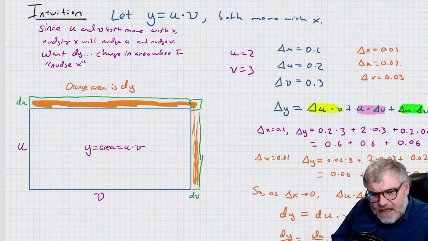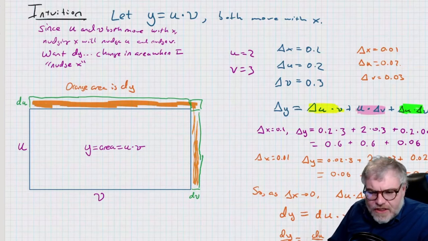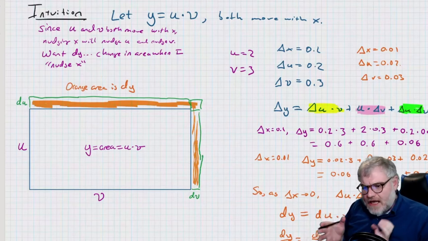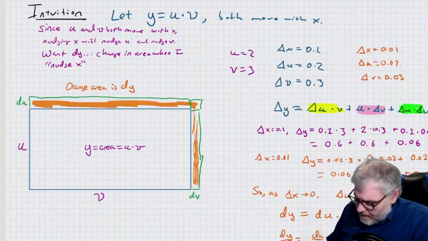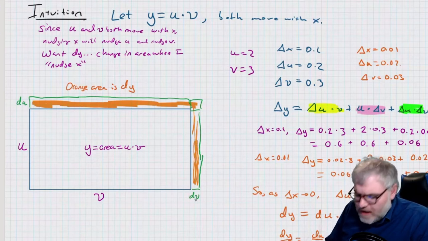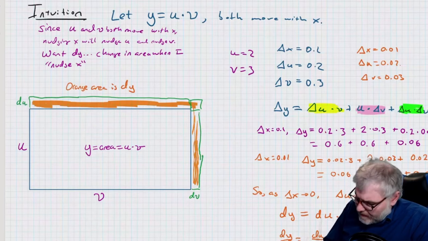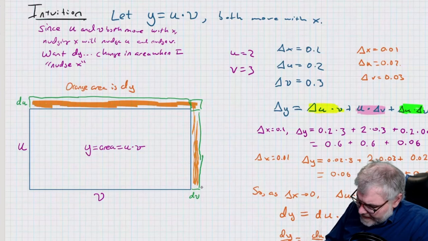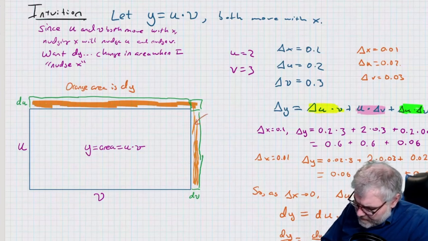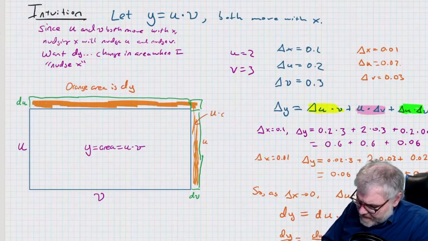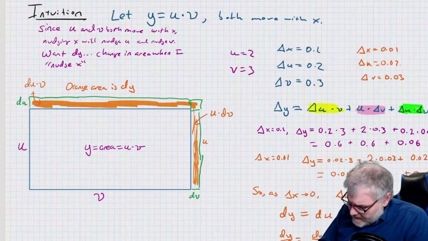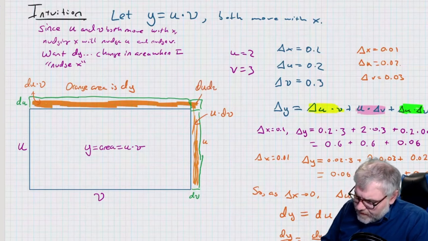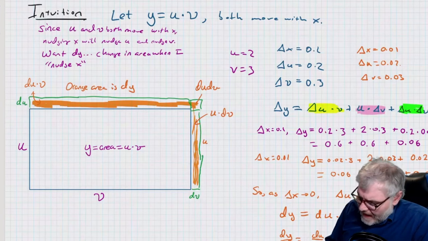When I nudge x, it's going to nudge v and nudge u. And because y equals u times v, that's going to nudge y in both directions. My total nudge in y is the effect caused by the nudge in v plus the effect of the nudge in u plus a little bit here, the nudge in both. The area of this bit here is u, the height, times dv. And the area here is du, the height, times v. And this area here is du dv. So I've nudged v and I've nudged u a little bit, and I have a corresponding nudge in y.